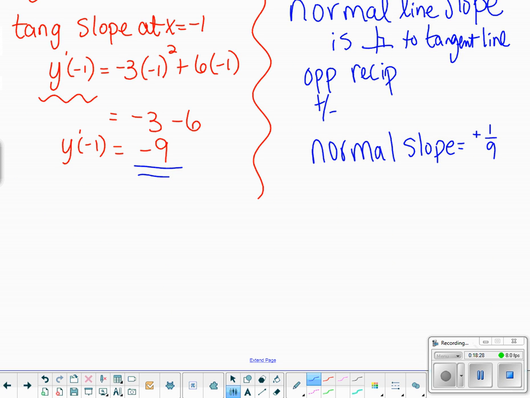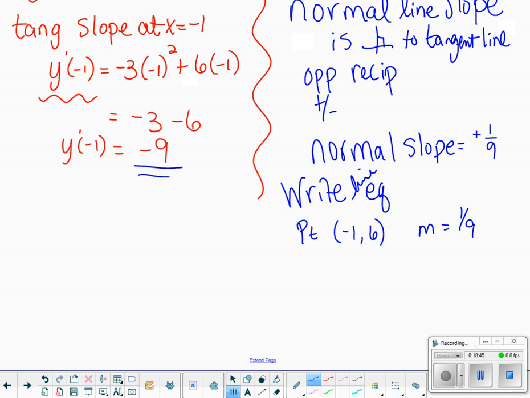Now we get to write the equation. Write the normal line equation. And our point was negative 1, 6, and we had this slope of 1/9. Well, anybody can do this, right? y minus 6 equals 1/9 times x plus 1.